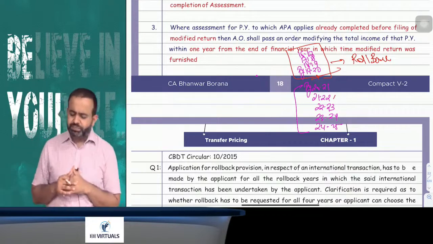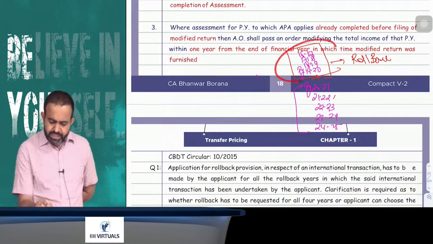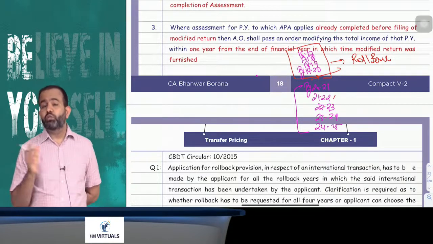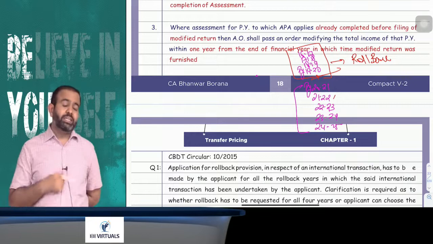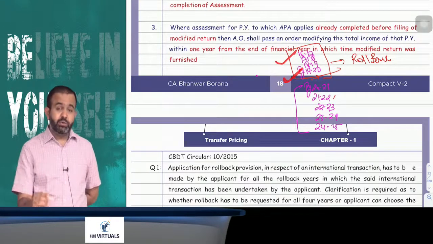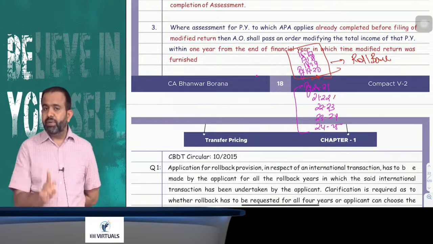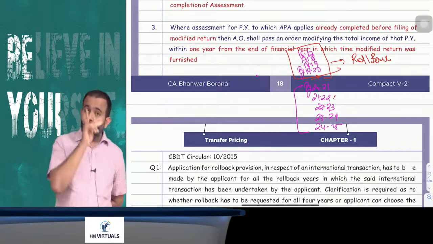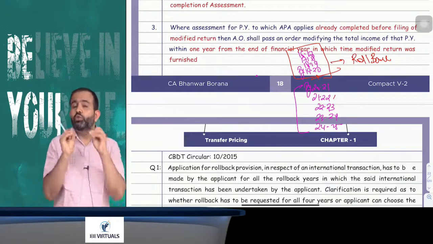Now one more point. Sir, question is that, okay, sir, you are saying that rollback is applicable for these 4 years. So do we need to make an application for all 4 years, or can we select also? Like we want only for 16, 17 and 19, 20. Is it possible? Answer is no. You have to make an application for all 4 years. Means you can take the rollback for all 4 years. There is no option to choose the year.